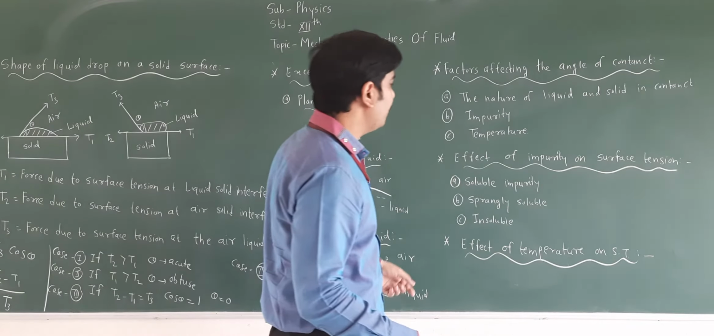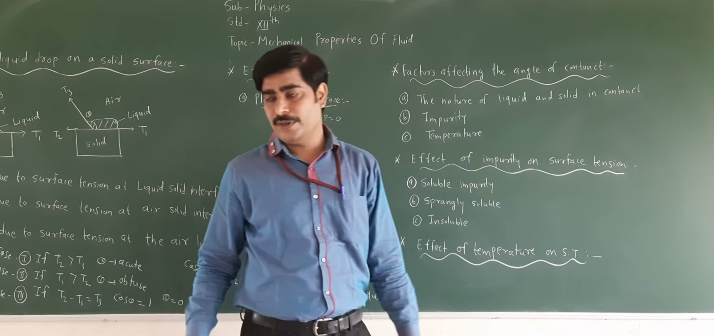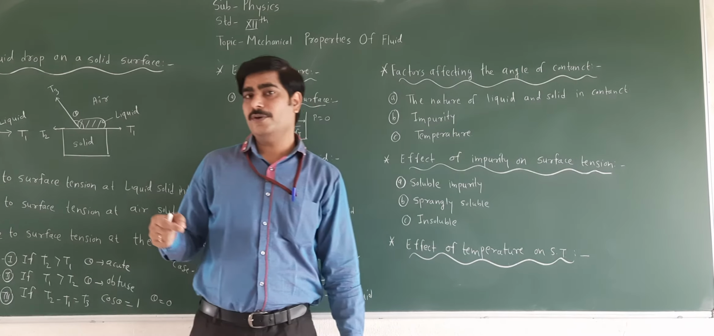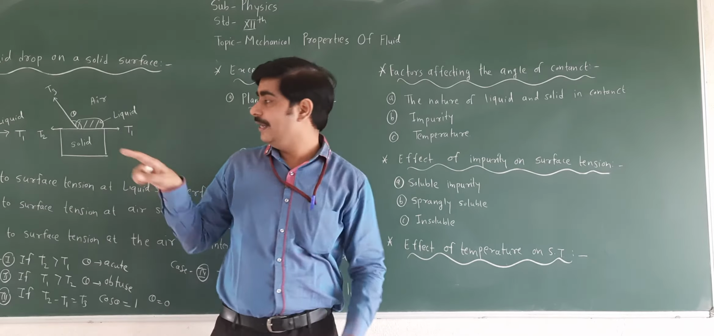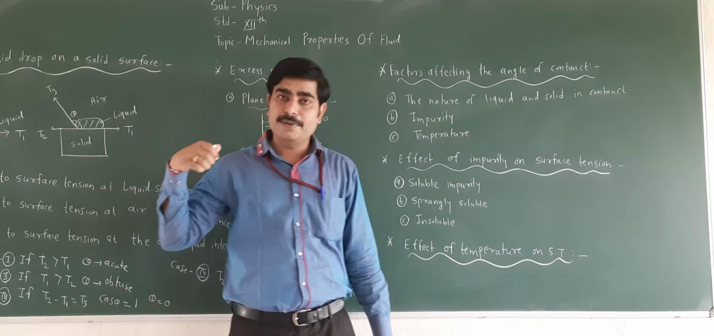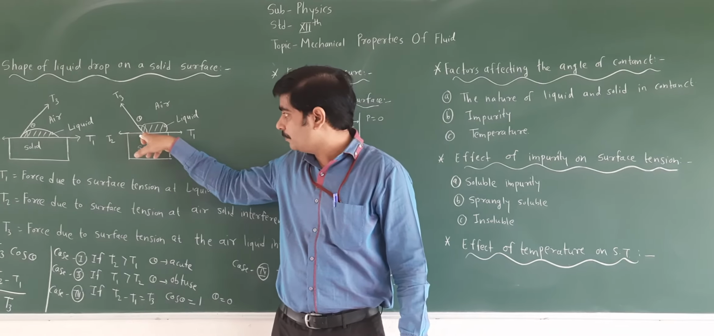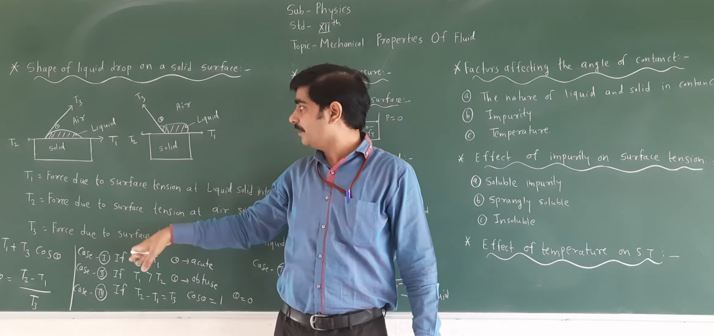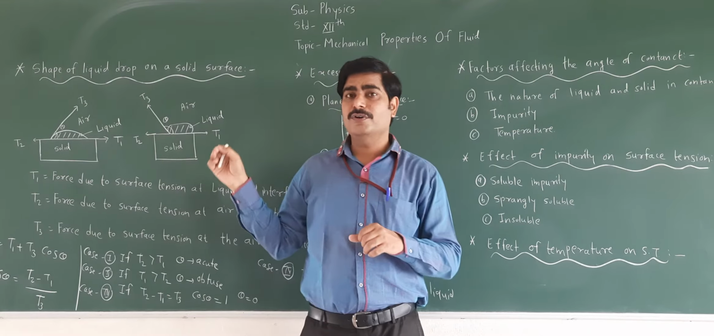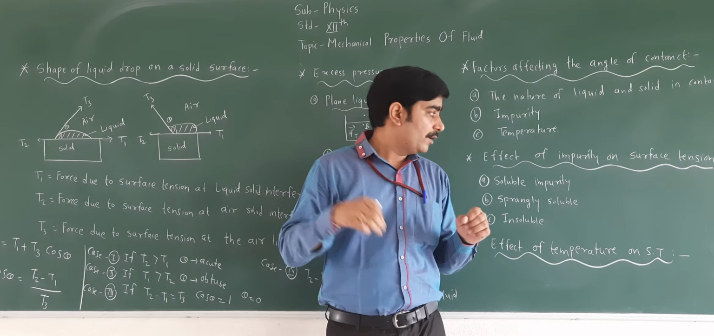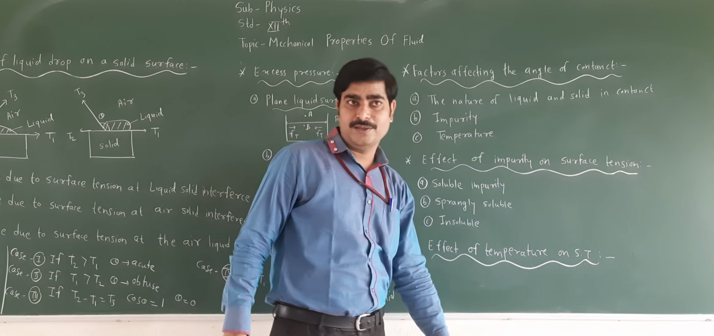Friends, the next point is the factors affecting the angle of contact. When we talk about the angle of contact, what is the meaning of angle of contact? The angle of contact for a given solid-liquid interface can be defined as the angle of the tangent drawn at the point of contact. Here you can observe that we have drawn the tangent at the point of contact and measured it towards the side of the liquid. In the last lecture, we have seen the angle of contact. Now, next point, factors affecting the angle of contact.